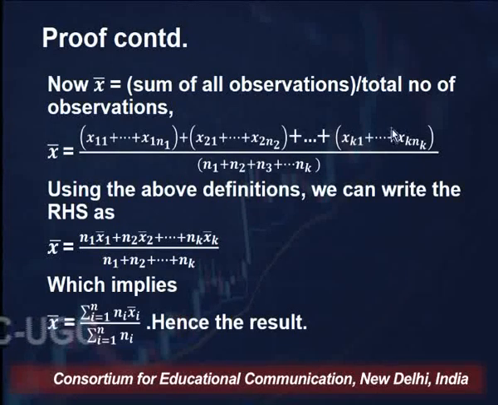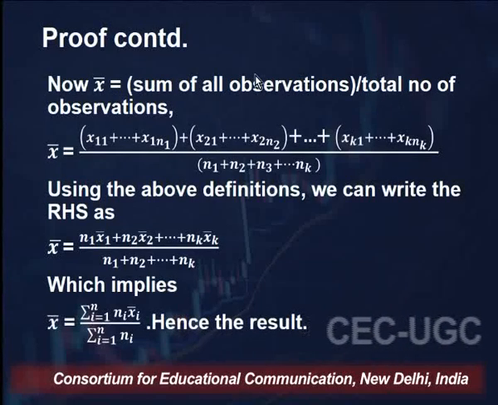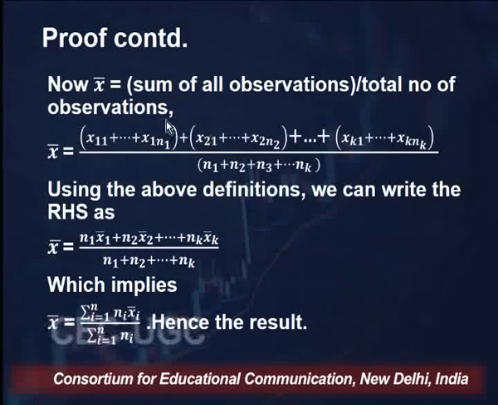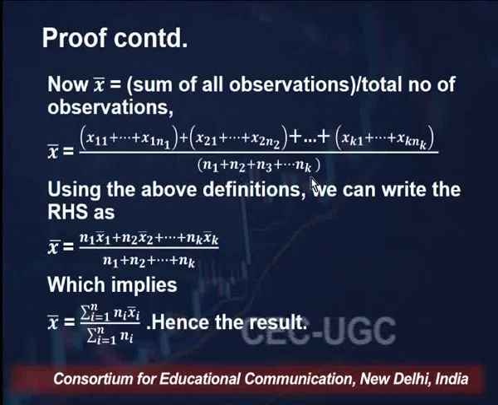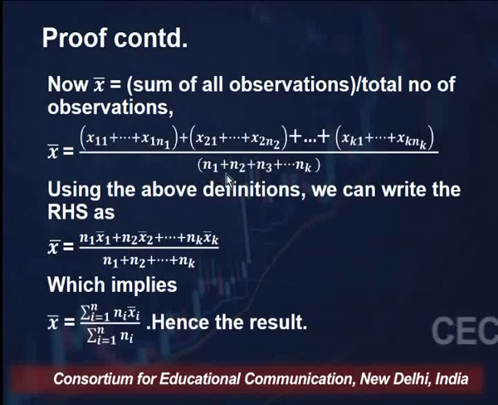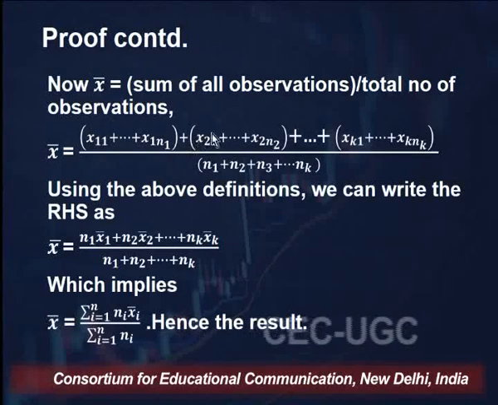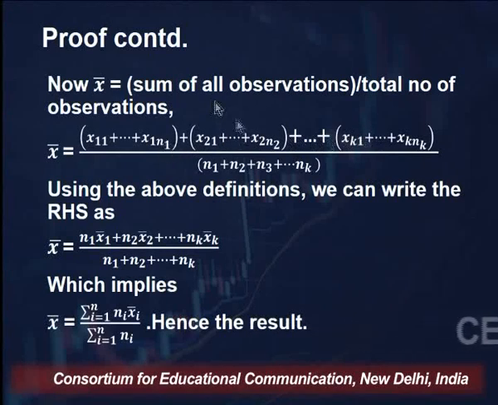knk. So the x bar, the mean of the combined series, will be the sum of all the observations in all the series divided by the total number of observations. Now the total number of observations will be n1 plus n2 and so on plus nk, because n1 was the number of observations in the first series, n2 in the second series, and so on, nk in the kth series. So n1 plus n2 plus n3 and so on plus nk is the total number of observations in the combined series, and the sum of the observations is given by this sum which I have written. I have intentionally put brackets in the numerator so that you can see that I am combining the observations from all the series.